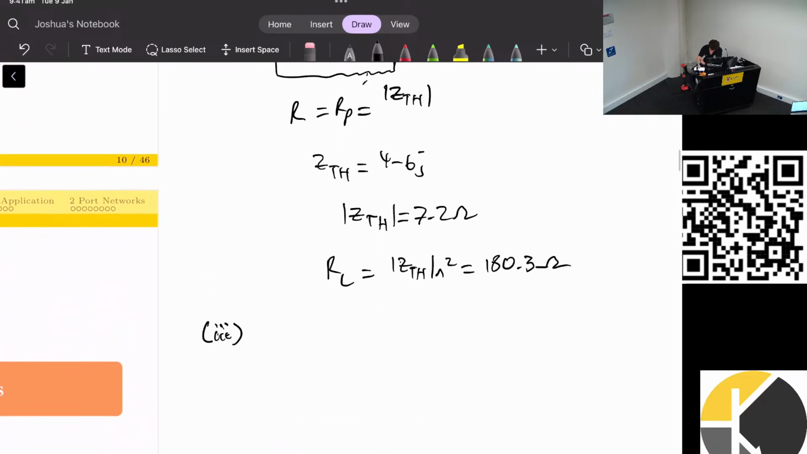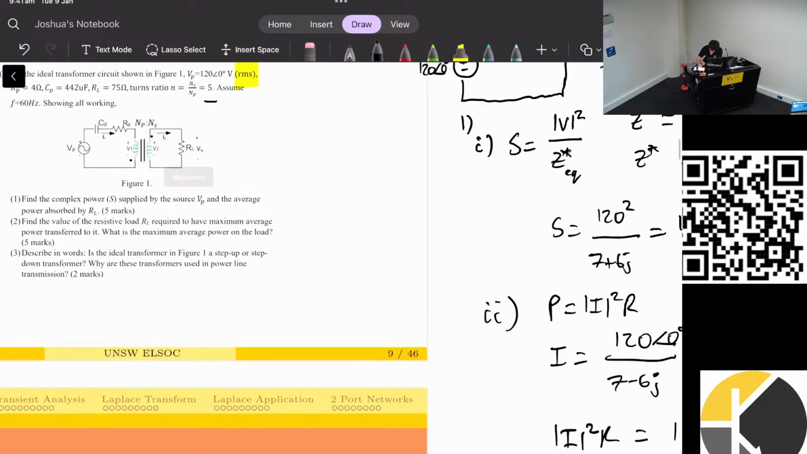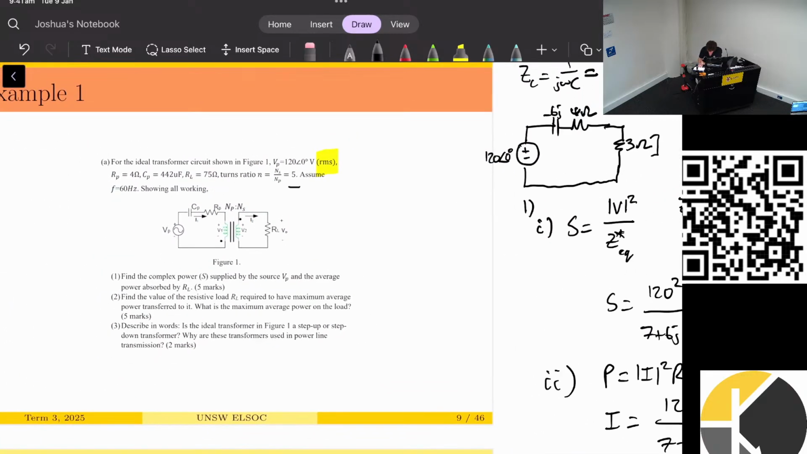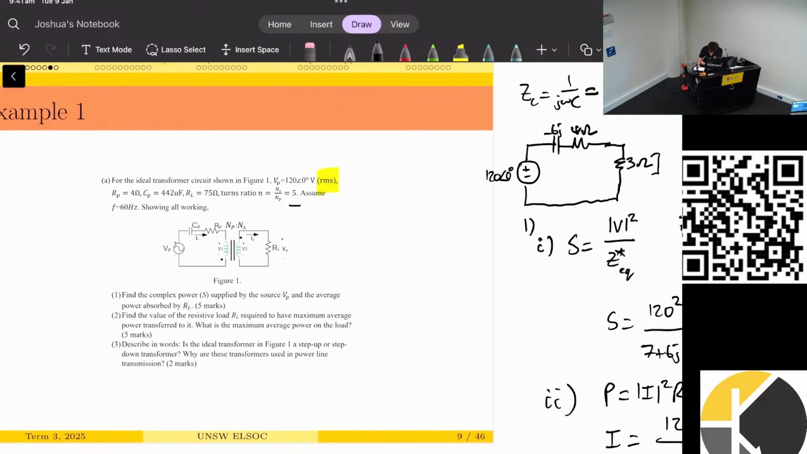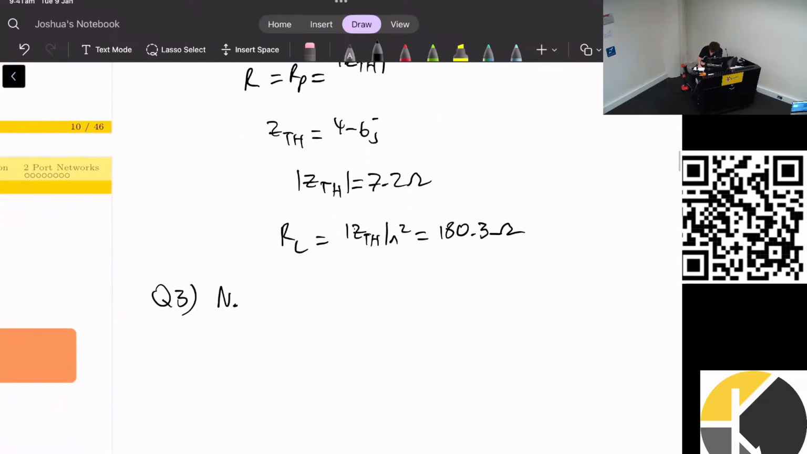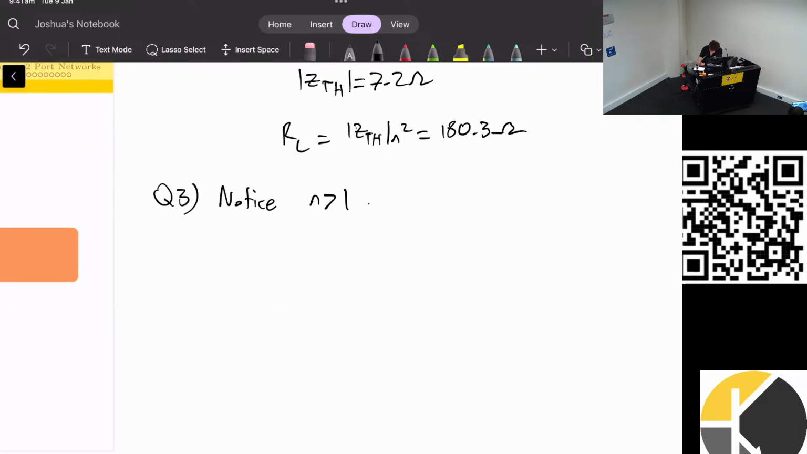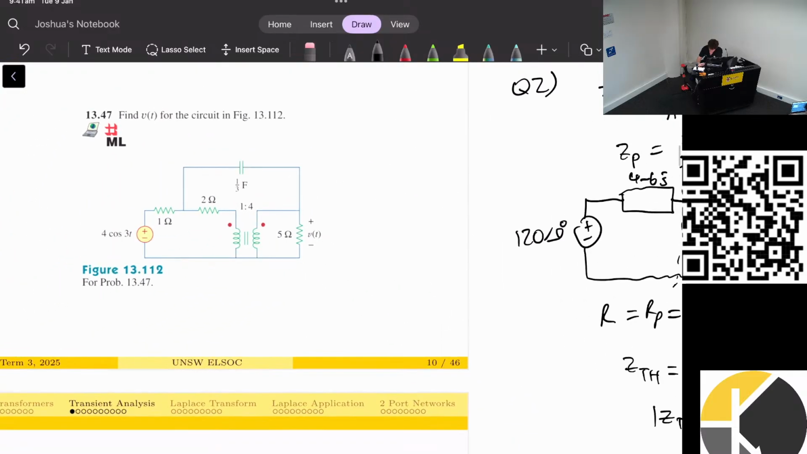Okay. So this is question 3. What does question 3 ask us? Question 3 asks us if this is a step up or step down transformer. As we can see, N is greater than 1. So notice N is greater than 1. By definition, this is a step up transformer. We notice that V secondary is greater than V primary, which is the definition of a step up transformer.